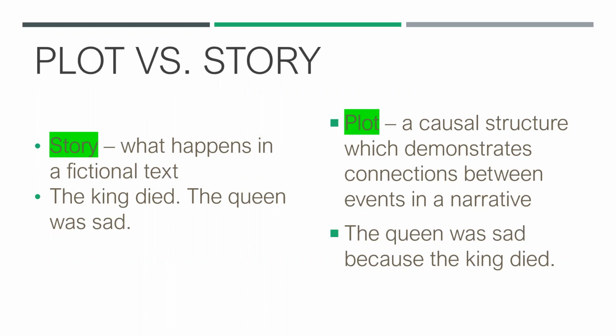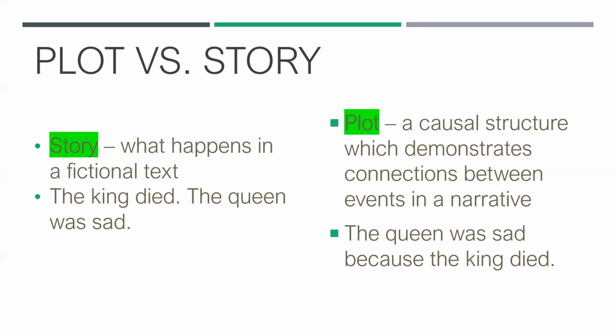Plot is a word we use to describe the causal structure, which demonstrates connections between events in a narrative. Causal meaning we see how each part causes the next part. So if we contrast these, a plot is looking at how point A leads to point B, which leads to point C. So we might not need to talk about certain parts of the story that aren't related to the plot, things that have to do with establishing character, setting, things that are more about demonstrating the author's ability at craft.